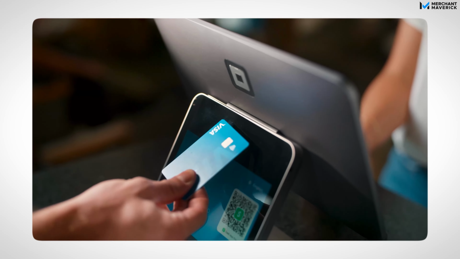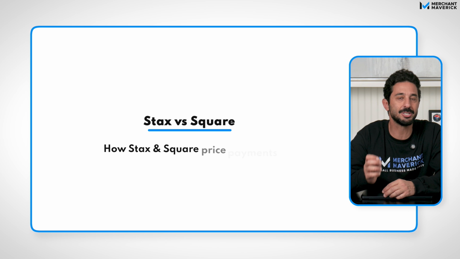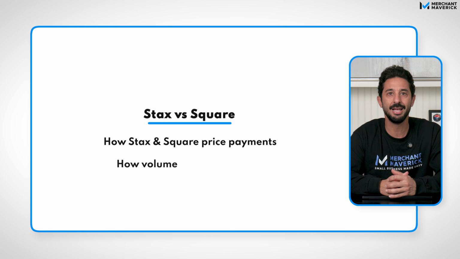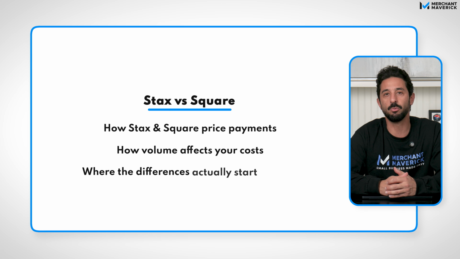When businesses start looking more closely at processing costs, Stax and Square often end up in the same shortlist. Square is usually where people begin, and Stax tends to come up later when fees start to matter more. In this video, we're breaking down how Stax and Square price payments, how volume affects your costs, and where the differences actually start to show.